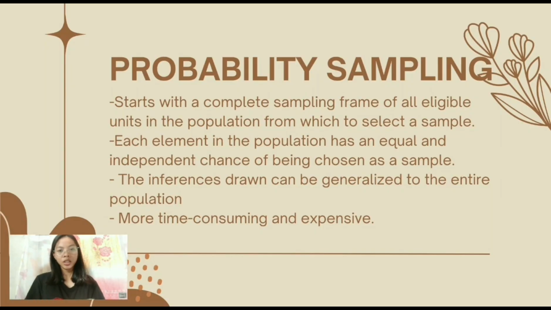To summarize, probability sampling starts with a complete sampling frame of all eligible units in the population from which to select a sample. In this method, each element in the population has an equal and independent chance of being chosen as a sample. Since these samples represent the total population, inferences drawn can be generalized to the entire population. However, keep in mind that this approach can be more expensive and time-consuming.